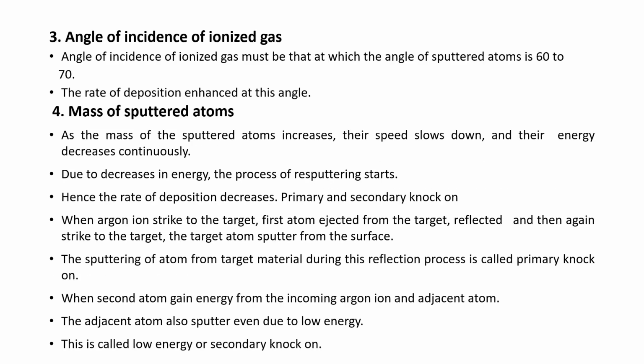The other factor that affects the rate of sputtering is mass of sputtered atoms. As the mass of the sputtered atoms increases, their speeds slow down and their energy decreases continuously. Due to decrease in energy, the process of re-sputtering starts. As we know that when the mass of the atoms increases, their speed decreases, and due to their decrease in speed, these atoms are unable to reach the surface of the substrate, and therefore the rate of sputtering decreases.